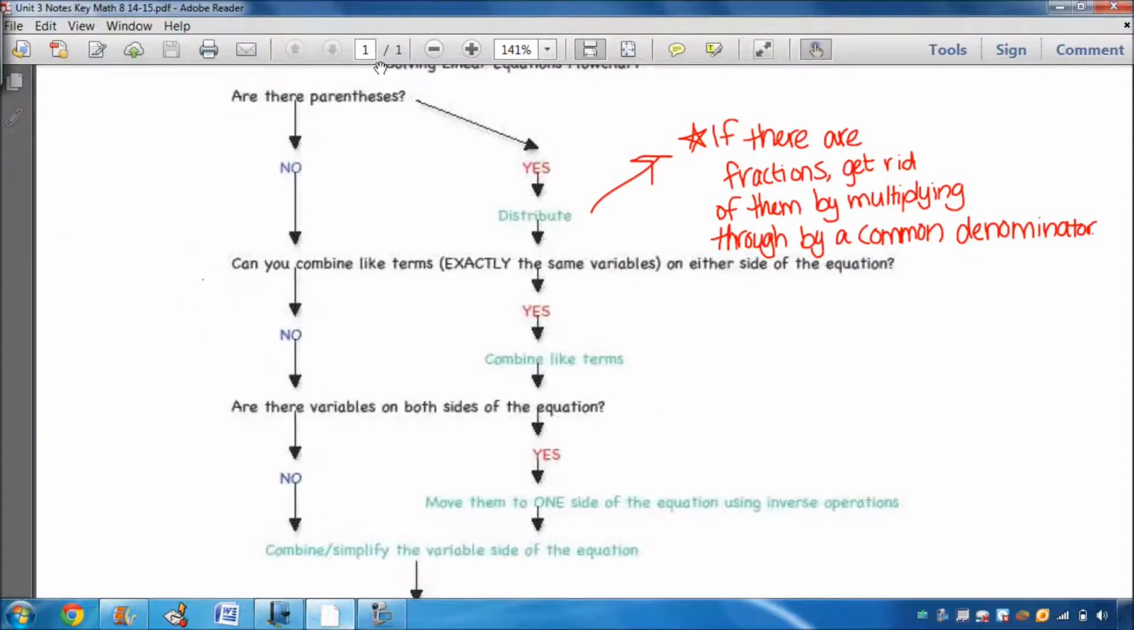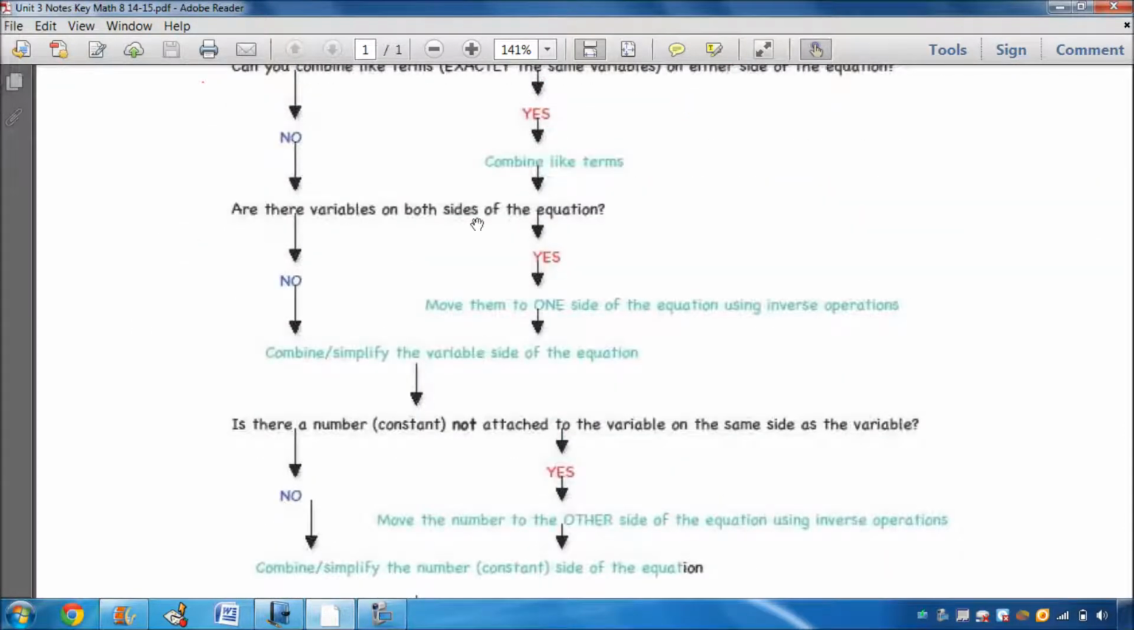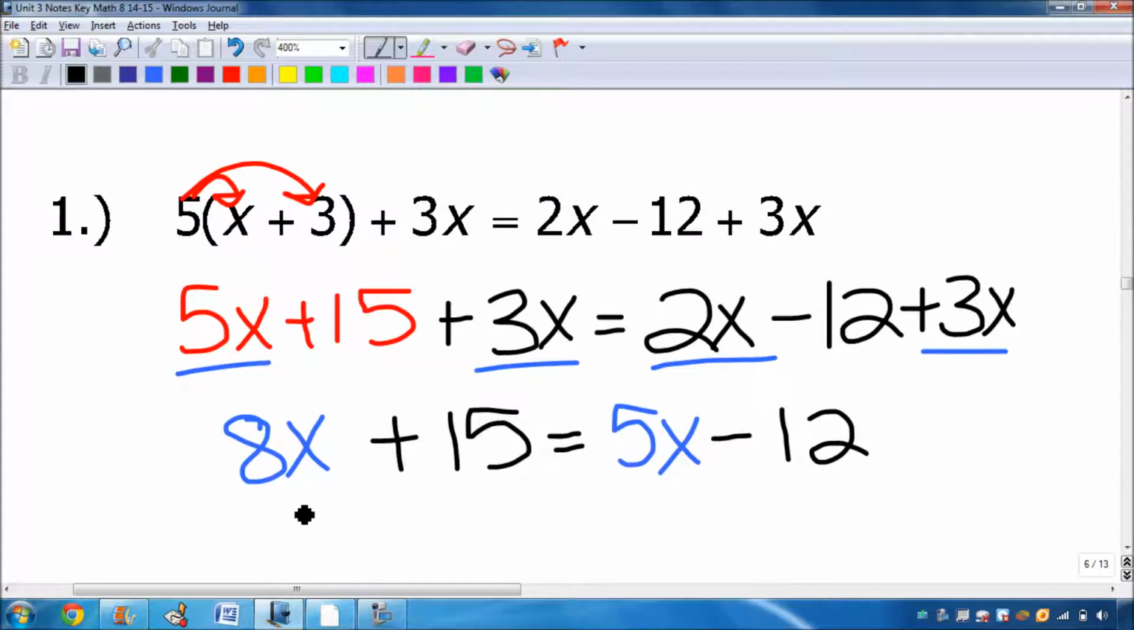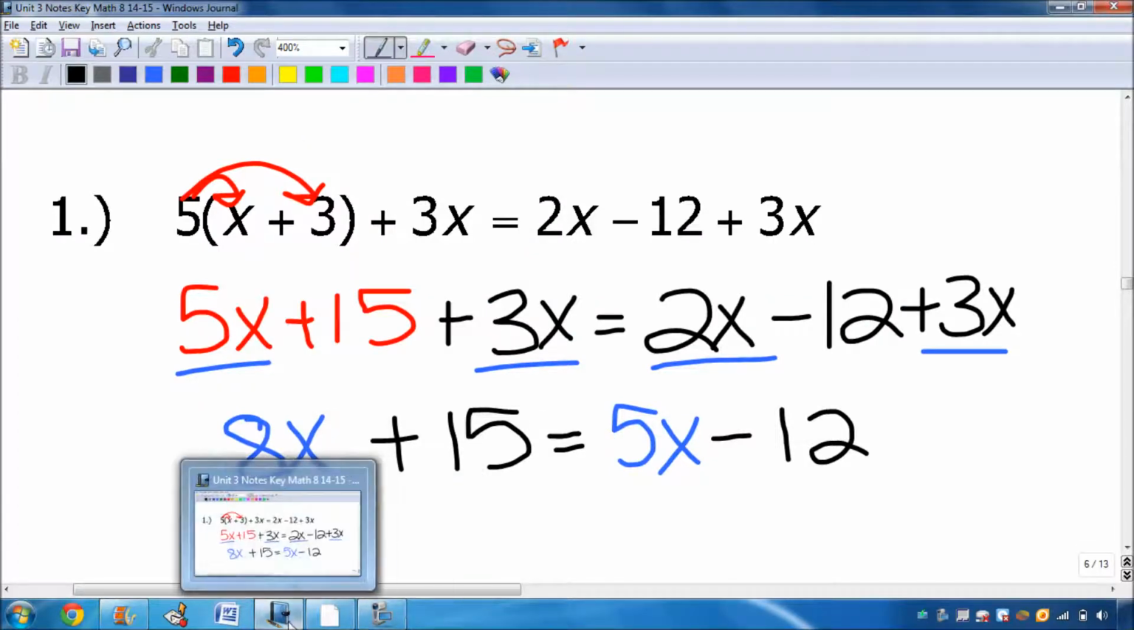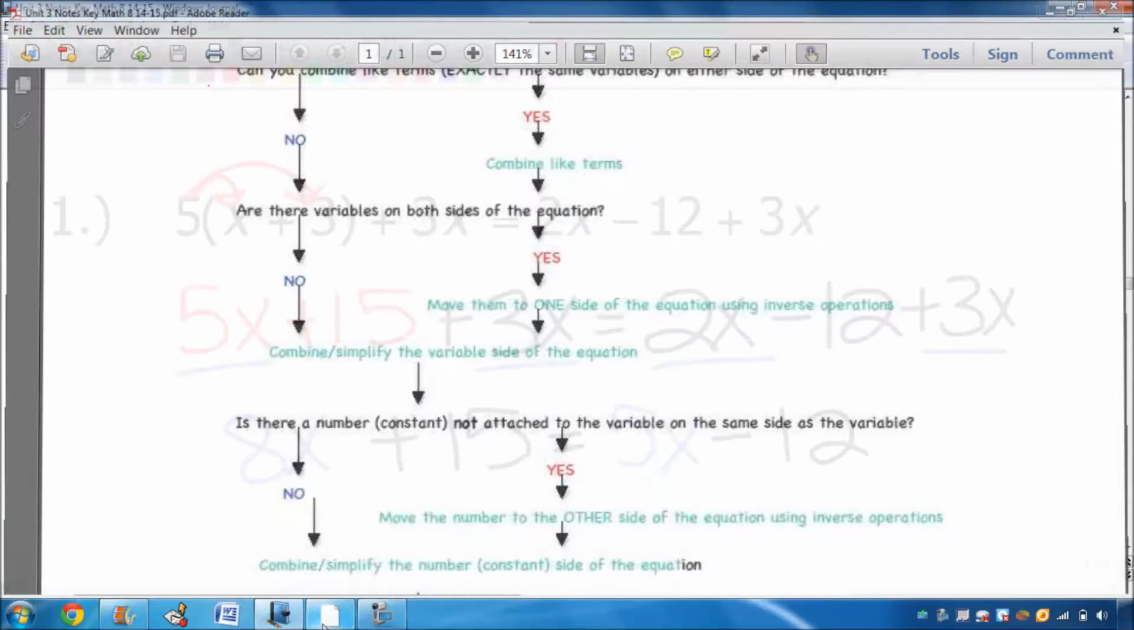Next question in the flowchart. So we've said yes to this combine like terms. We're done. Next question, are there variables on both sides of the equation? So let's take a look and see. There are. We have 8x on the left side and 5x on the right side. So let's see what we should do with those variables. The answer is yes. Move them to one side of the equation using inverse operations and then combine them on that side. So let's go ahead and figure out what side we want to do it on.